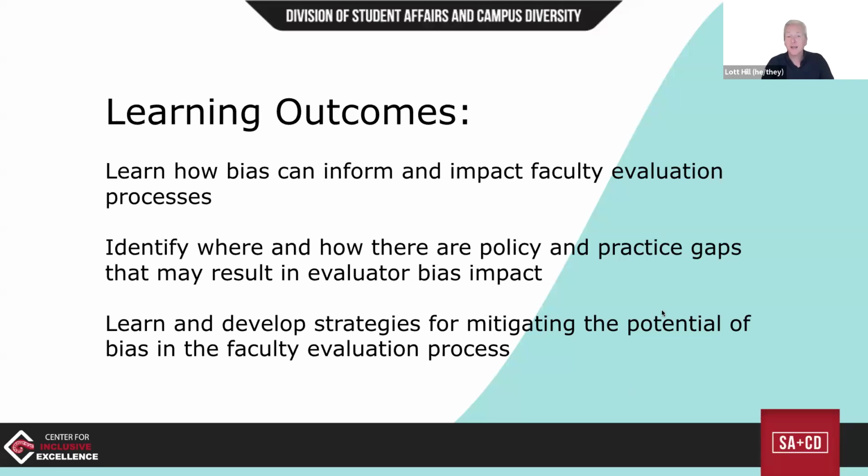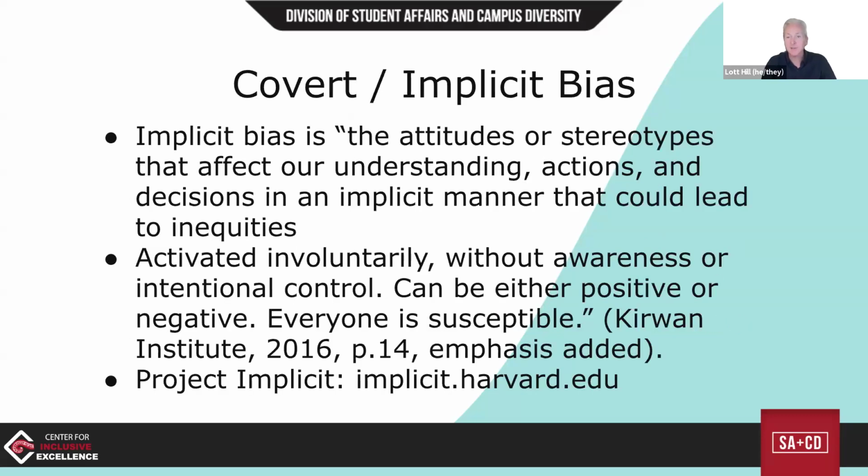Before we consider where and how bias may show up in the faculty evaluation process, I'd like to offer us the chance to briefly review the concept of implicit bias and make sure that we're all on the same page when it comes to an agreed upon understanding. Bias refers to our preference for something over something else. It's based on the accumulation of our experiences, and bias is a normal part of the human experience. It is not good nor bad in and of itself.